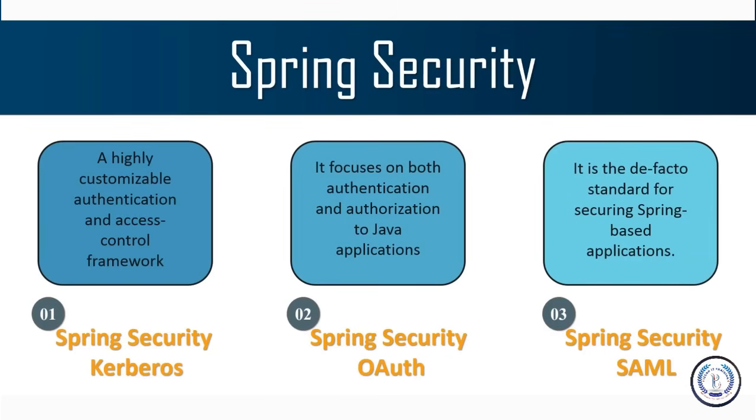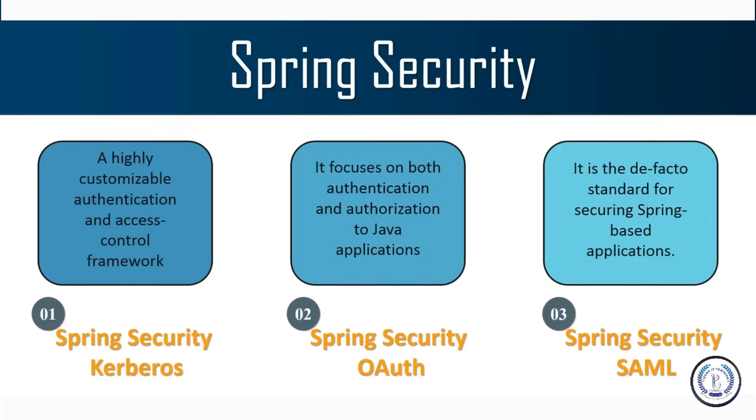Spring Security is basically a highly customizable authentication and access control framework, and focuses both on authentication and authorization to Java applications. It's basically the de facto standard for securing Spring-based applications, and has mainly three kinds of security models, that is Spring Security Kerberos, Spring Security OAuth, and Spring Security SAML.